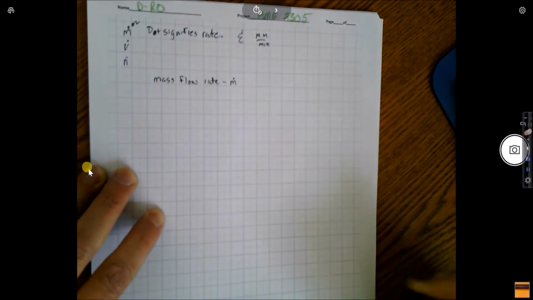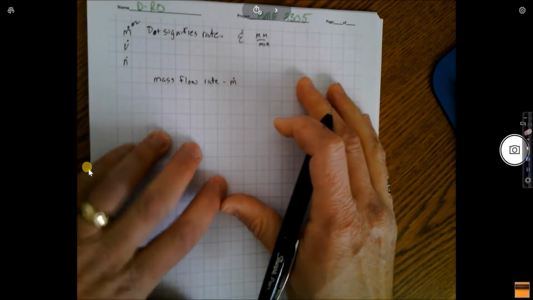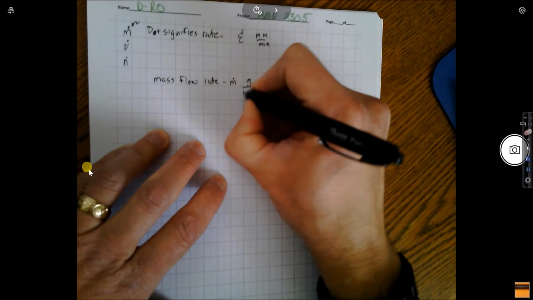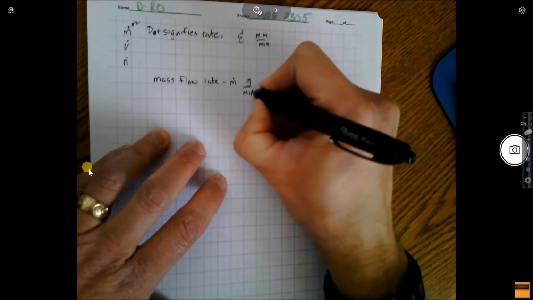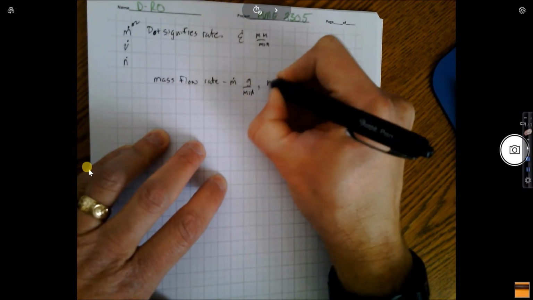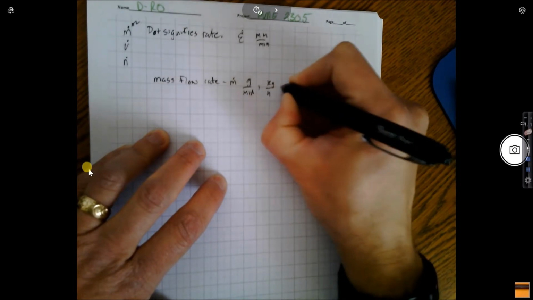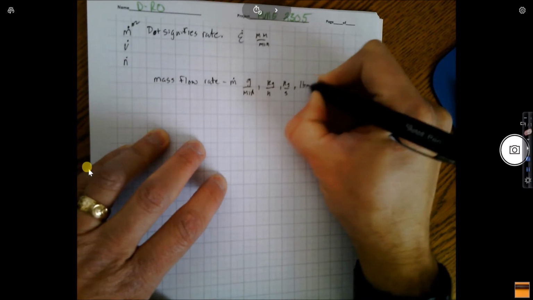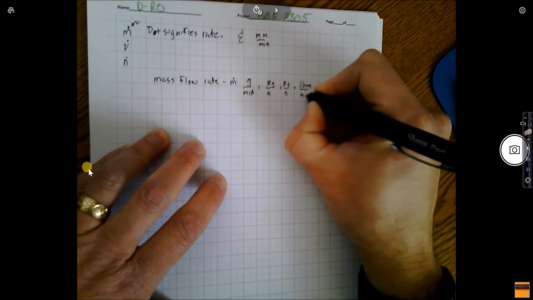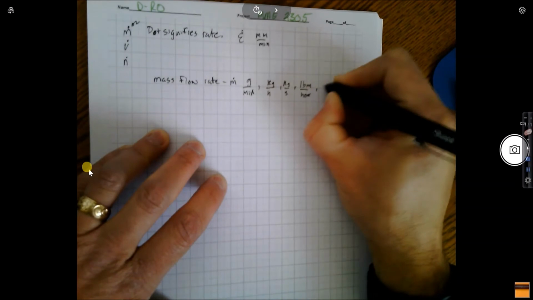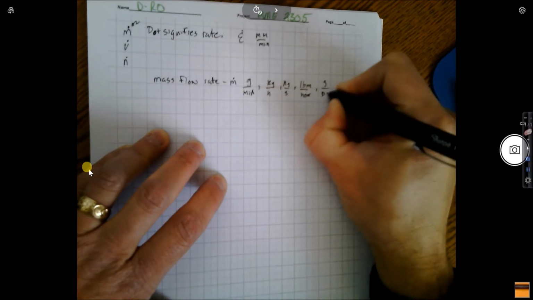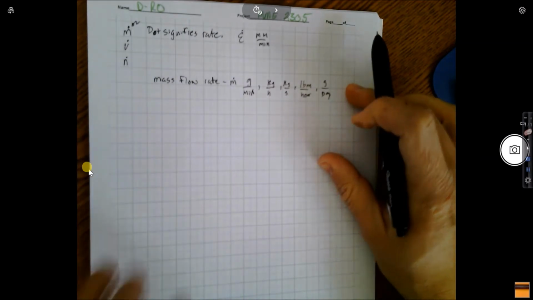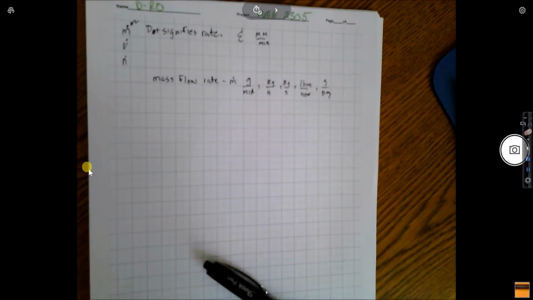M, okay? Example units of mass flow rate would be grams per minute, kilograms per hour, kilograms per second, pounds mass per hour. We could do grams per day. Any unit of mass over unit of time would be essentially a mass flow rate.